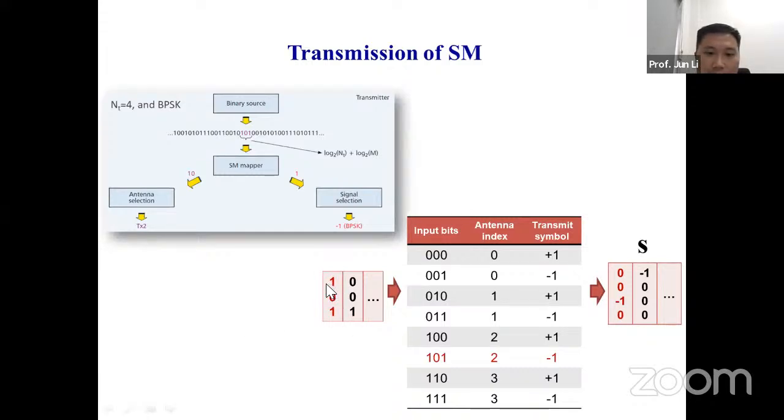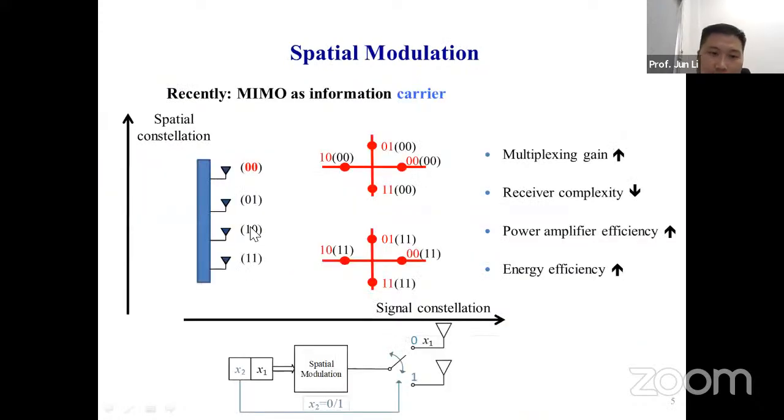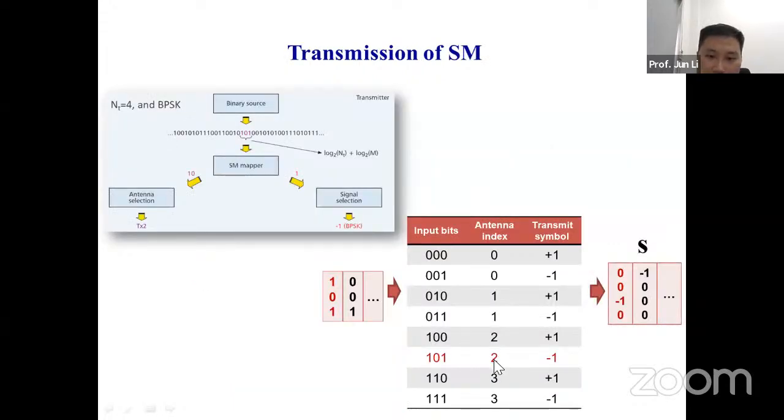If we want to transmit 101, the first 2 bits, 1, 0, mean we will use the second antenna to transmit the modulated signal. But the index is 2, counting from 0, 1, 2. And the last bit is 1.